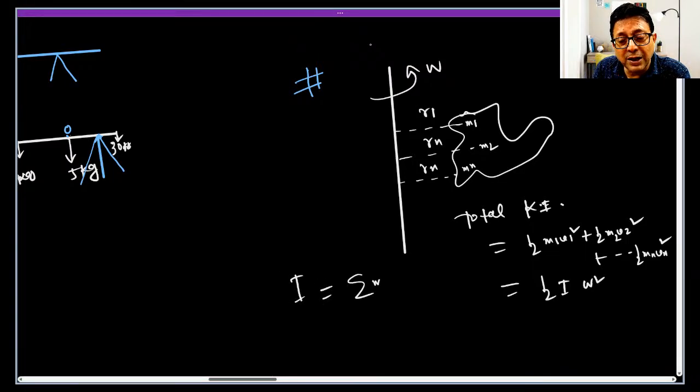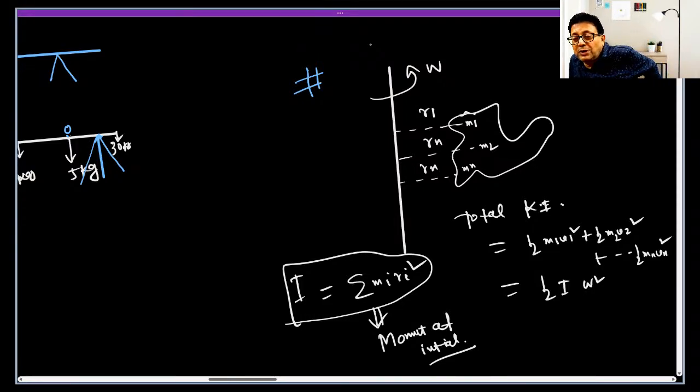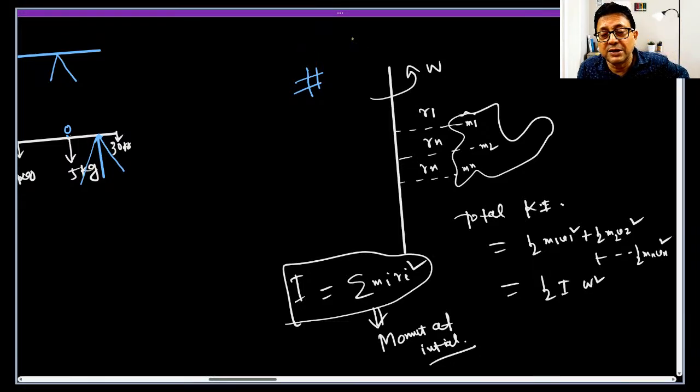And you can check the formula. I is sigma mi ri square, the moment of inertia. Total kinetic energy is half I omega square. I is the moment of inertia. It plays the same role as that of mass in Newtonian mechanics. Now, one term probably I forgot to tell you in theory class, that is called radius of gyration. What is that?